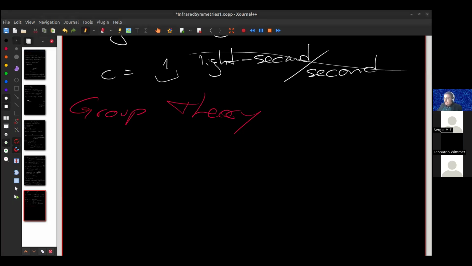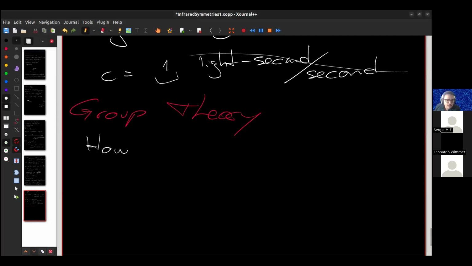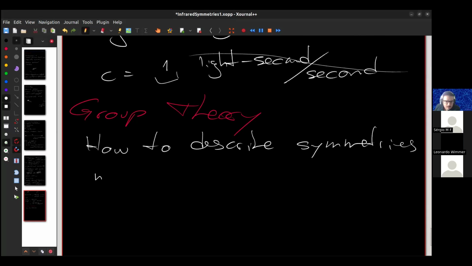So we want to discuss what is the mathematical structure of symmetries, and this leads us very naturally to group theory. So the main question we want to answer now is how to describe symmetries mathematically. This is not exclusive to general relativity. I'm asking this question of physics as a whole. So how do I describe physical symmetries in a mathematical manner?